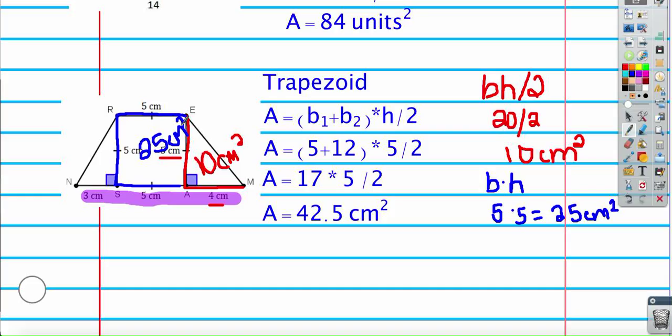And then for the last shape that I have in this particular figure, I'm trying to pick a good color here. Let's go, nah, I don't like orange. Let's do purple. Y'all know how I love purple.